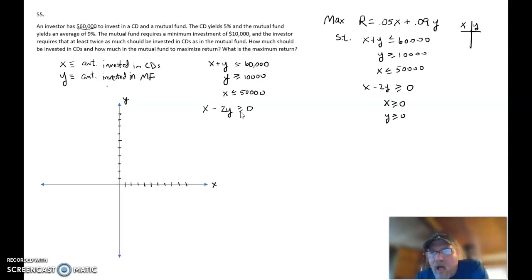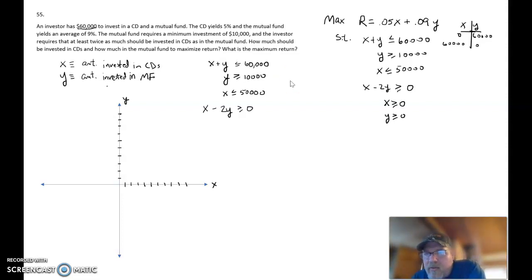All of them are going to be solid because I have less than or equal to, not just less thans or greater thans. X plus Y, if I put a 0 in for X, I get a 60,000 for Y. And if I put a 60,000 in for X, I get a 0 for Y. And then Y greater than or equal to 10,000, that's just a horizontal line at 10,000. X less than or equal to 50,000, that's a vertical line at 50,000, so we can draw those two.